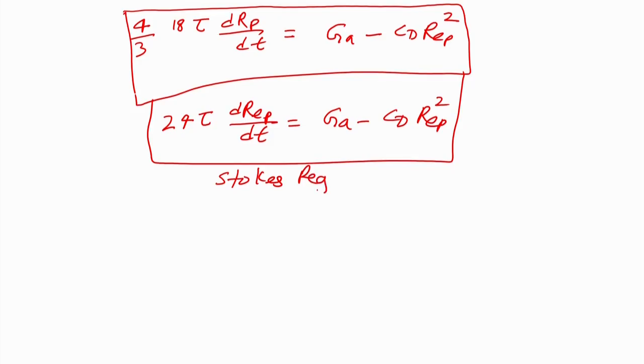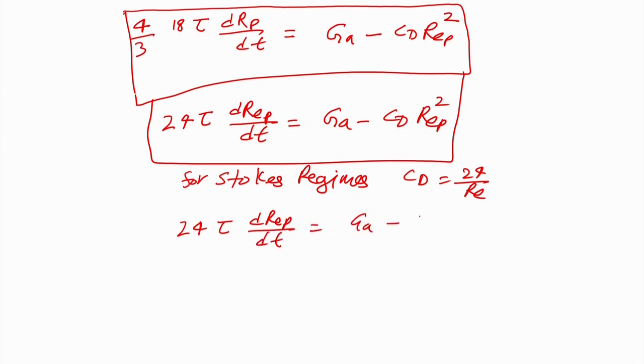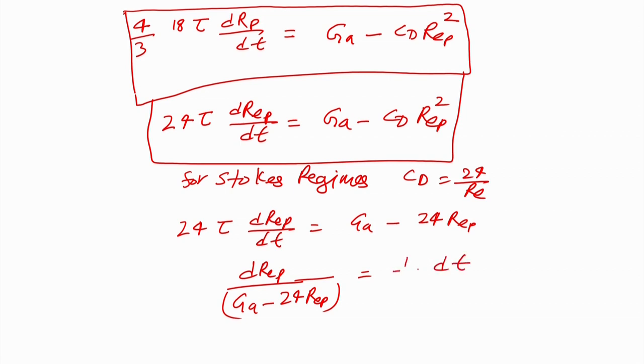Just suppose, in the Stokes regime, C d is equal to what? 24 upon Re. Now, this will be 24 tau d Re p upon d t equal to Ga minus 24 upon Re p into Re p. So, what I will get is d Re p upon Ga minus 24 Re p equal to d t into 1 upon 24 tau.